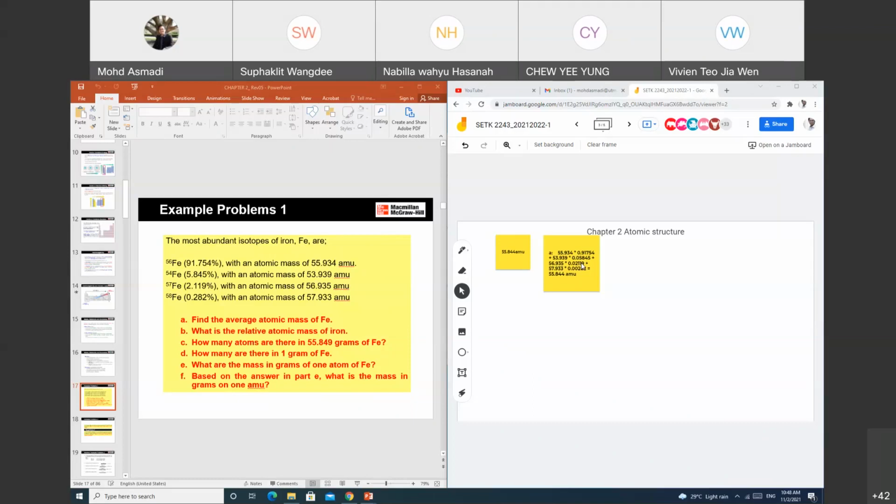So the mass in gram of one atom of Fe: just 55.849 divided by 6.023 times 10 to the power 23. Then you can get the gram of one atom. In AMU, since 1 gram from the E, one atom is equal to 9.277, just divide by 55.849.